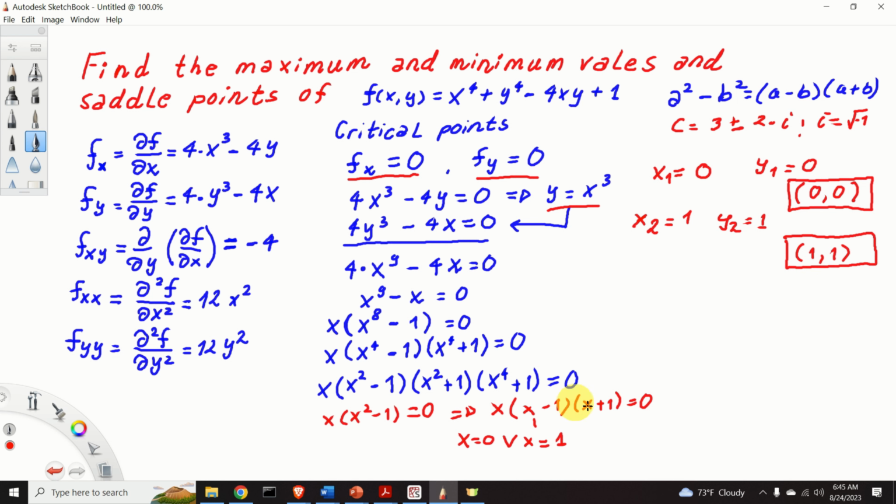How about the third critical point? Well, from this part I can obtain that x is equal to minus 1, and consequently, if I substitute minus 1 in this equation, I obtain y that is equal to minus 1. Consequently, we have x3 is minus 1 and y3 is minus 1. And consequently, I have the third critical point, that's minus 1, minus 1.